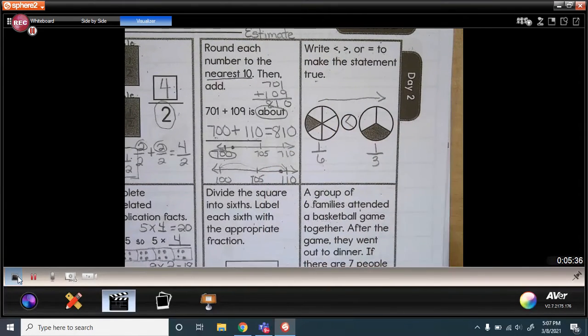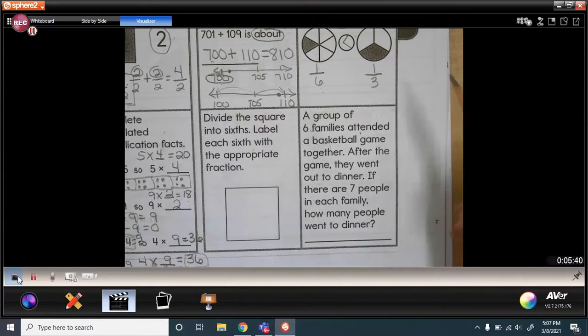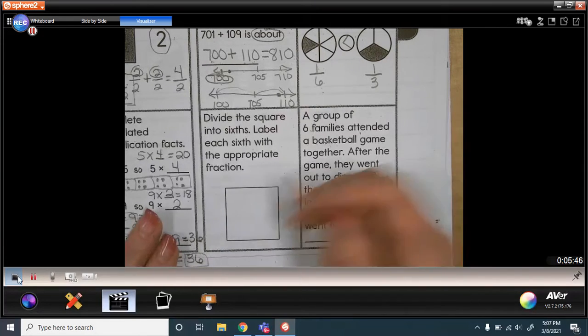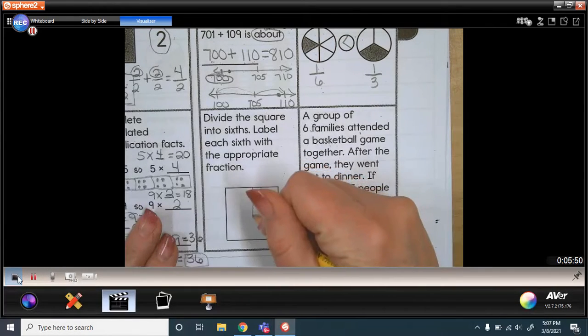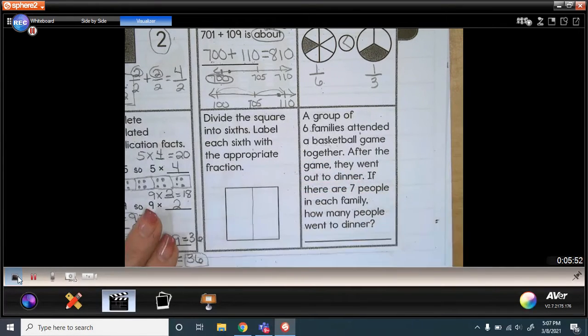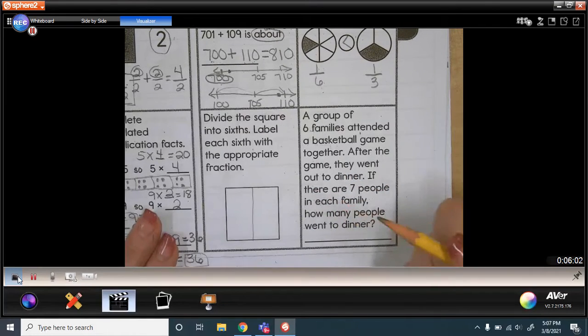Okay, let's take a look at our square here. It says to divide the square into sixths and label each sixth with the appropriate fraction. So remember I told you you could start with halves because 6 is a multiple of 2, right? So it goes 2, 4, 6. Now, when I take each one of those halves, I need to make it into 6 equal pieces.